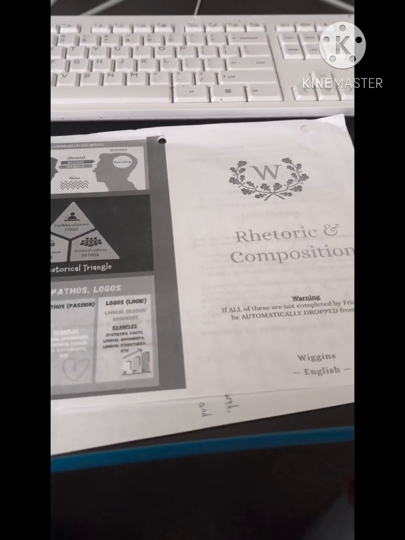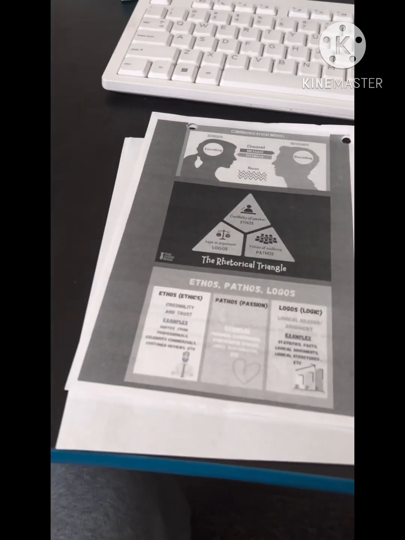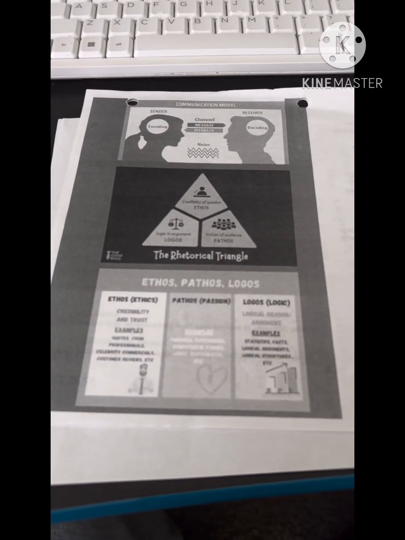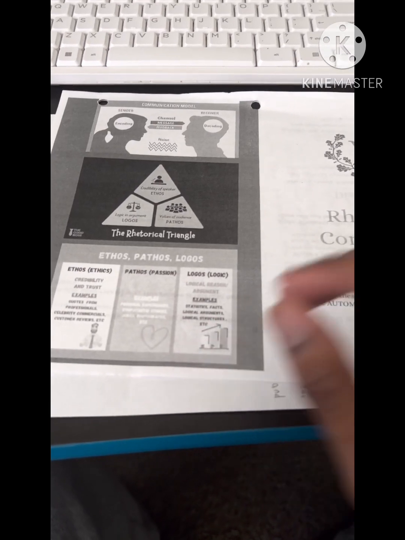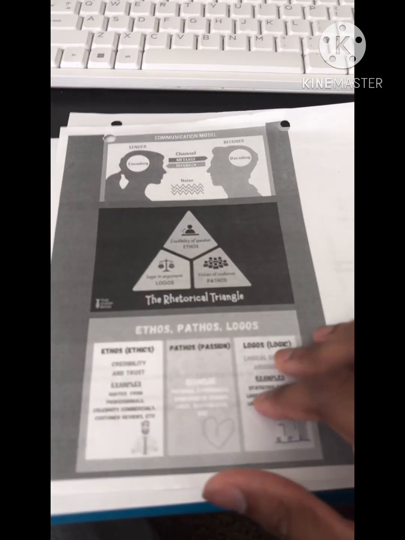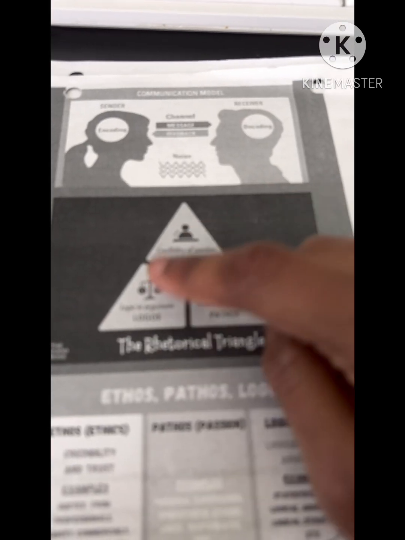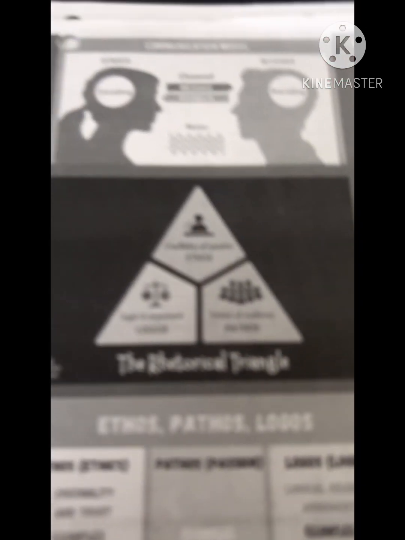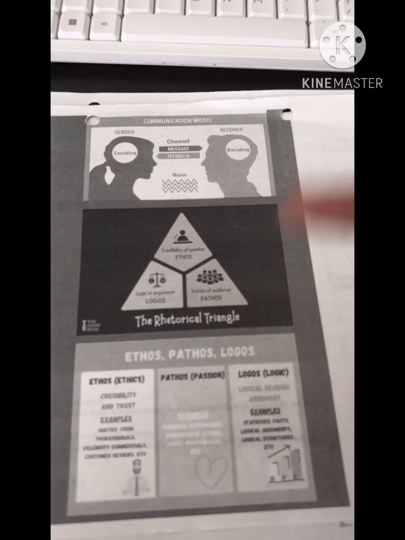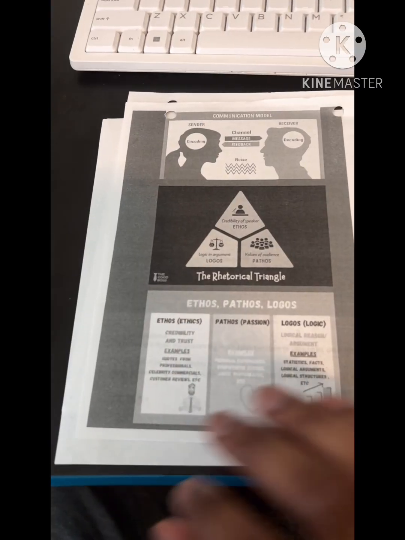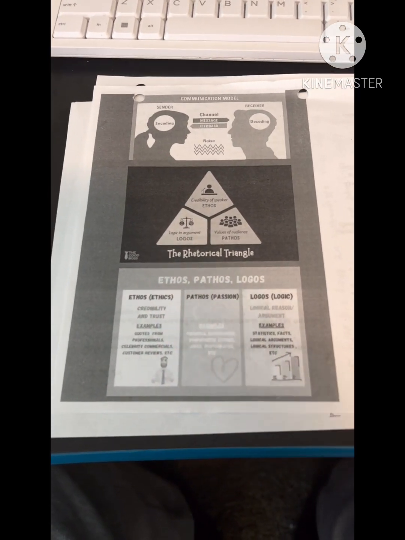All right, so here we have the first Mbongi, the rhetoric and composition Mbongi. And this is pretty much what we've been going over, especially with the first assignment that I've shown with the notes. And here we have the communication model. We have the rhetorical triangle: ethos, logos, and pathos. And for ethos, we have ethics, credibility, trust.